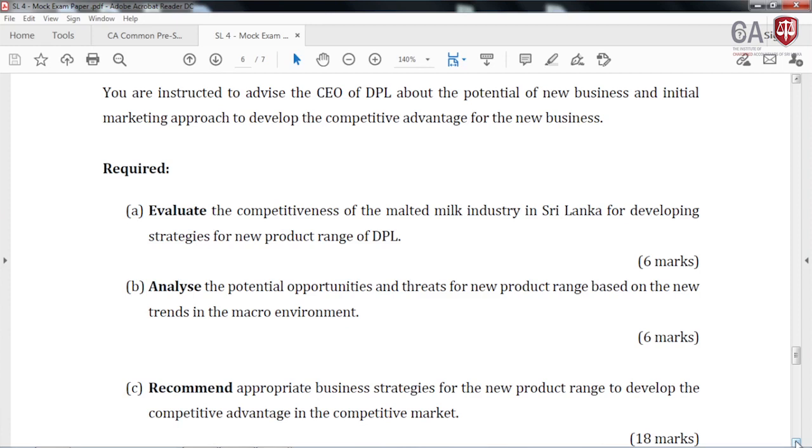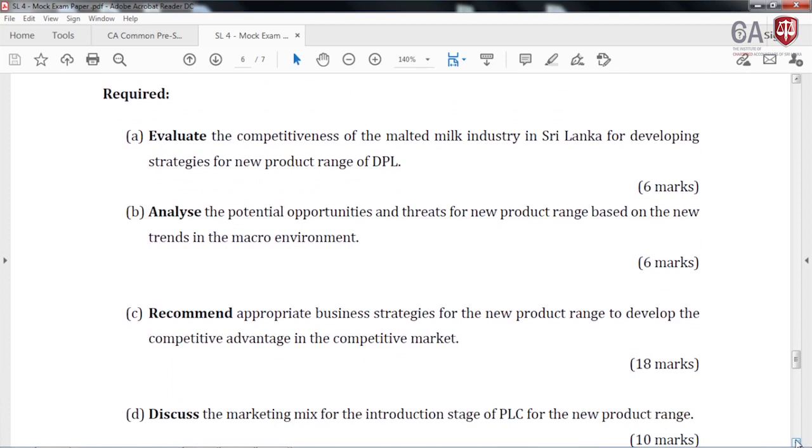Right. Now you are familiar with the scenario. If you look at the unseen part given in the exam, it talks about the business decision taken to diversify the activities. They are going to start a new business. They are going to introduce new products, actually malted products, to the Sri Lankan market. They are talking about the existing competitors in this malted product market also.